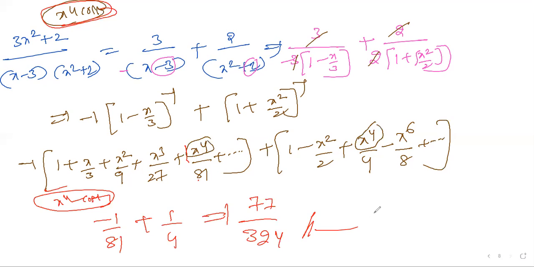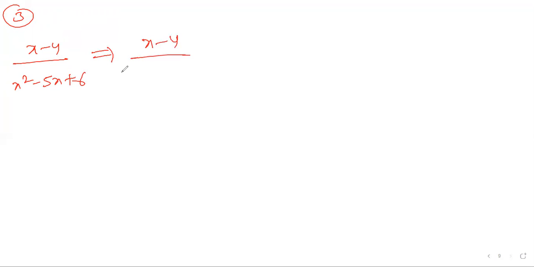Shall I move to the next question? Okay, right. The third question is simple. Take the question x minus 4 by x square minus 5x plus 6. I am trying to change the question: x minus 1 by, and you can take the factorization. You are going to get x minus 2 into x minus 3. So this looks like a model one, right?